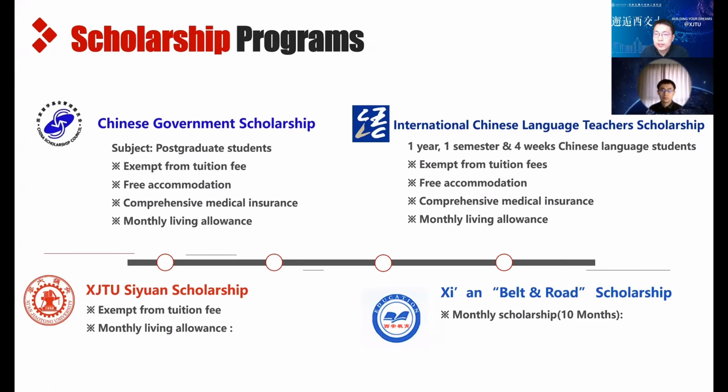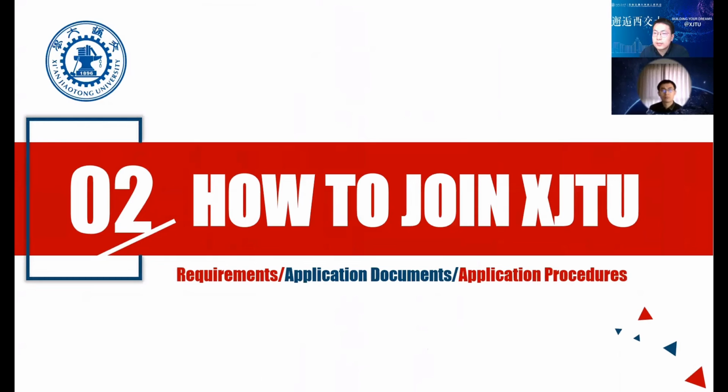And the last one is quite special. It's only for Chinese language students, including 1 year, 1 semester, and 4 weeks Chinese language students. If you have friends or classmates who are interested, you can also introduce this one to them. But the first 3 are mainly for different majors of postgraduate students. And let's come to the second part. It's about how to join XJTU in terms of our requirements, our application documents, and the procedures.